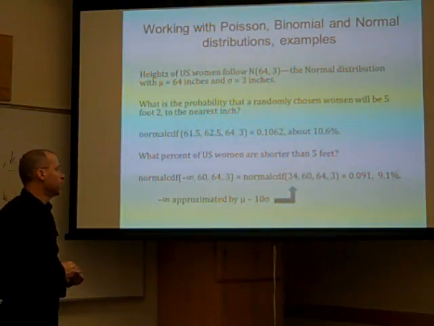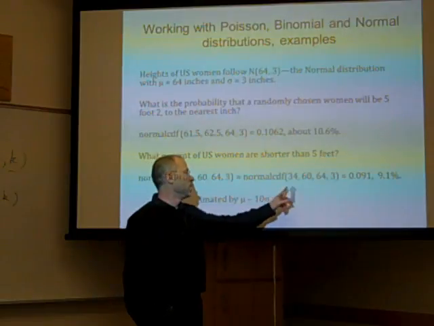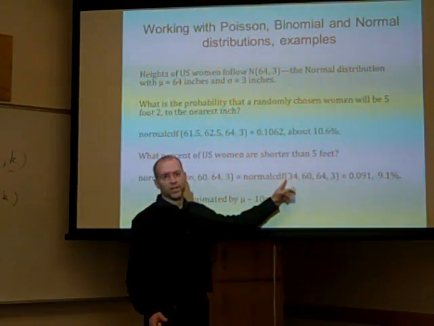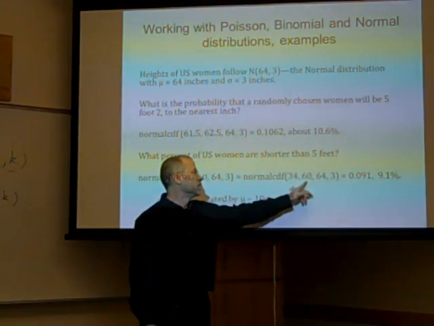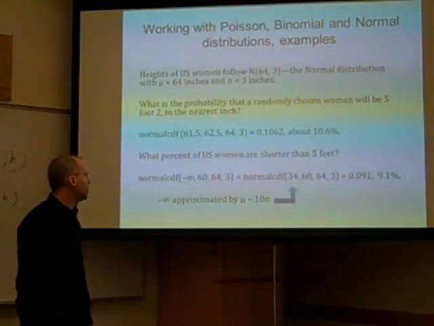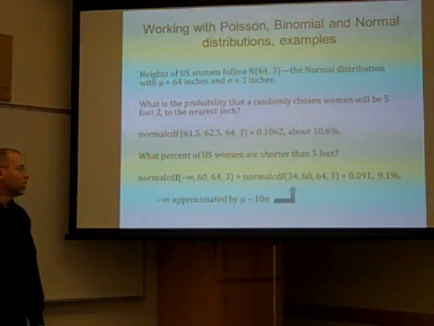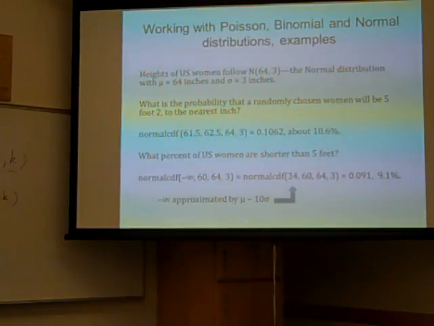Just find me the probability that a randomly selected female will be between 34 inches tall, shorter than 3 feet, and 60 inches, and that's going to be the probability that she's under 5 feet tall. That turns out to be 9.1%. Enough.